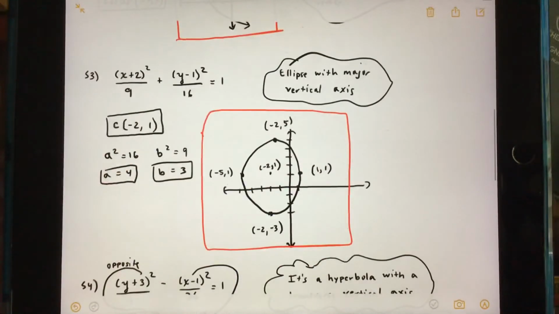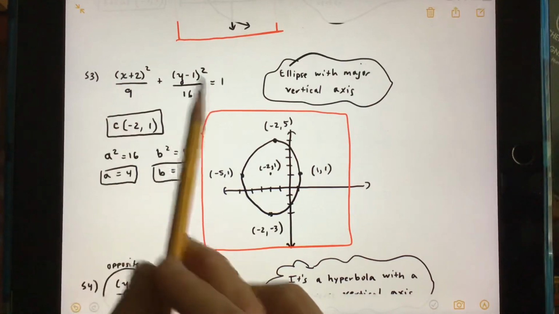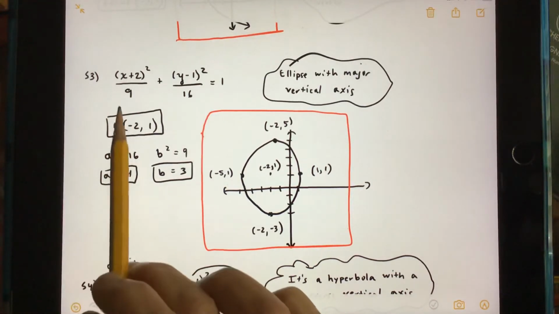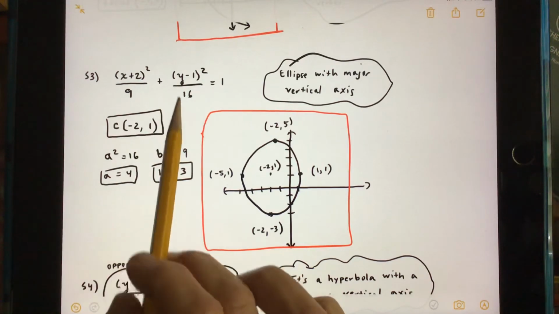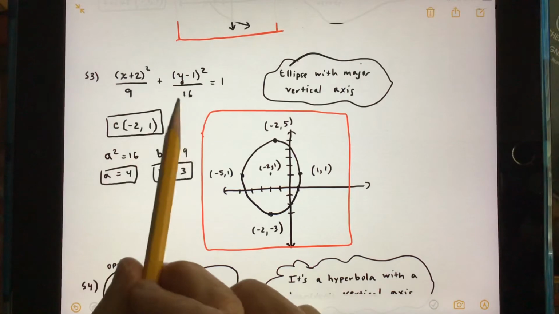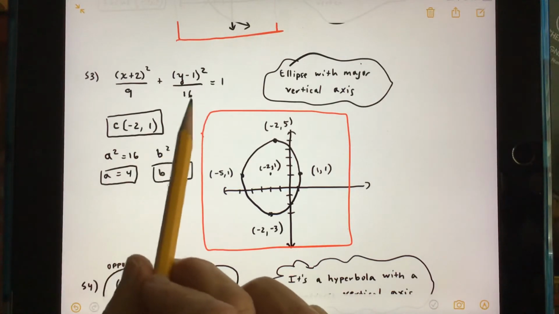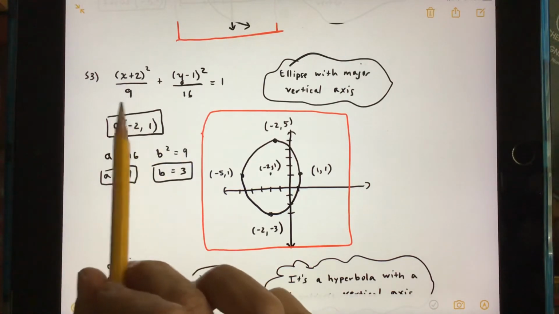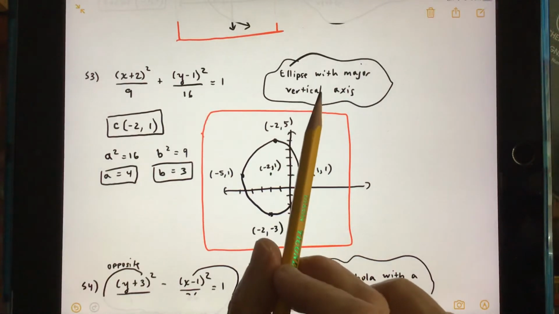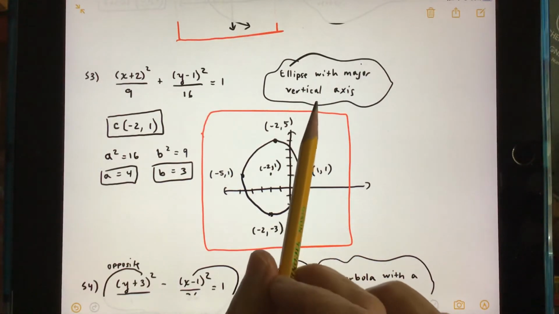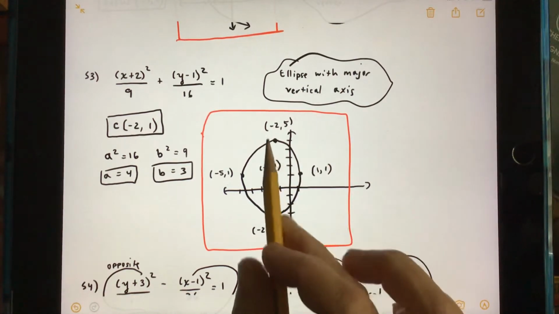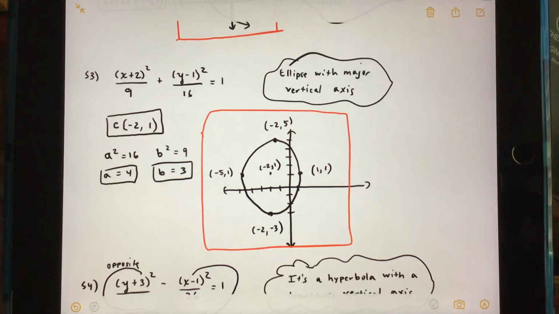Sample 3. We're going to notice that this one is in the form of an equation for an ellipse. We have x squared over either a squared or b squared plus y squared over either a squared or b squared equals 1. In this case, our a squared is going to be underneath our y squared because it's the bigger number, and our b squared will be underneath our x squared. It's the smaller number. So we're going to note in a thinking bubble here, this is an ellipse with a major vertical axis. That just means that we're going to be going up and down more than we are going to be going left or right.